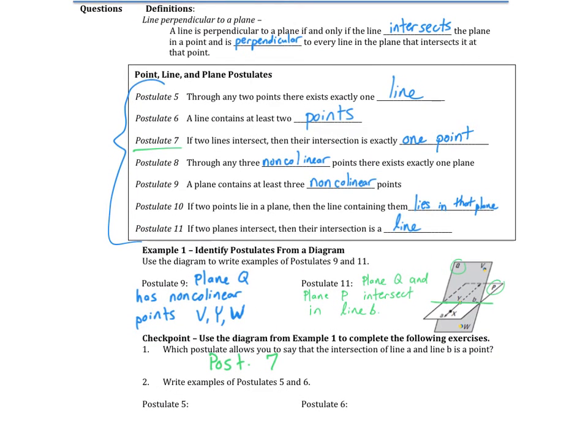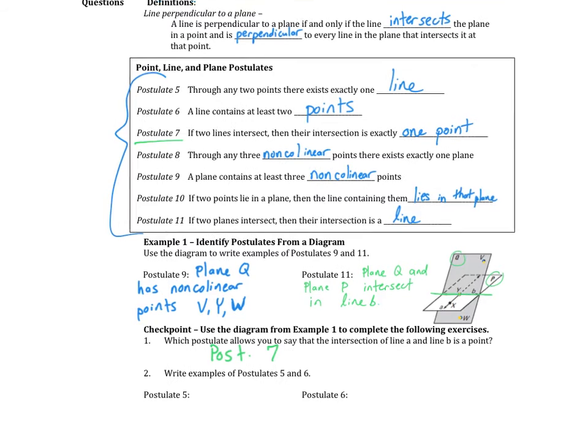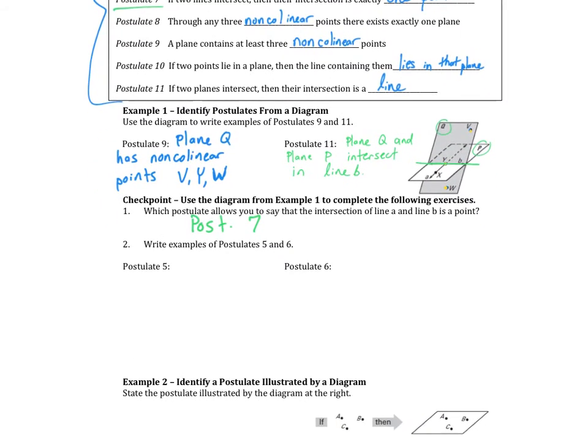Write an example of postulate 5 and 6. Postulate 5 says through any 2 points there exists exactly one line. So we would say through points X and Y, there is only one line. And that will be line A. So if there's 2 points, there's only one line. In this case, it's line A.